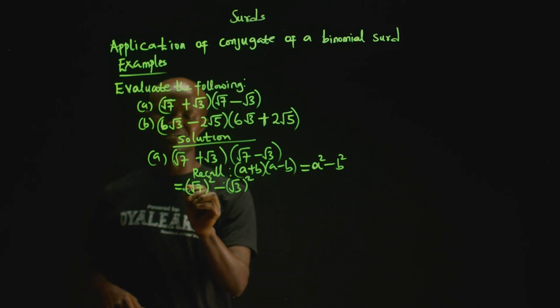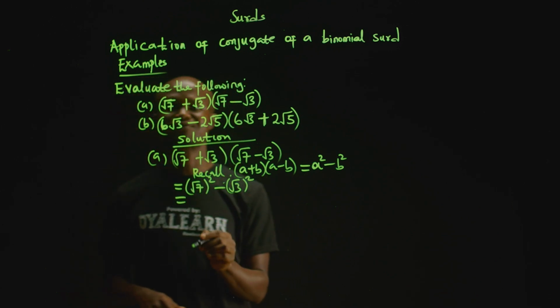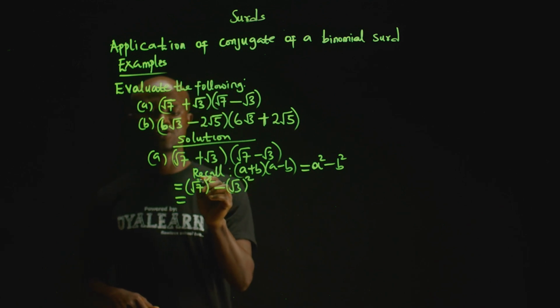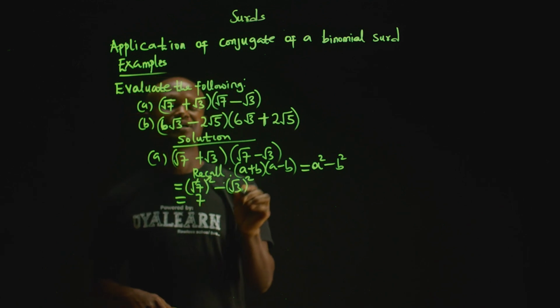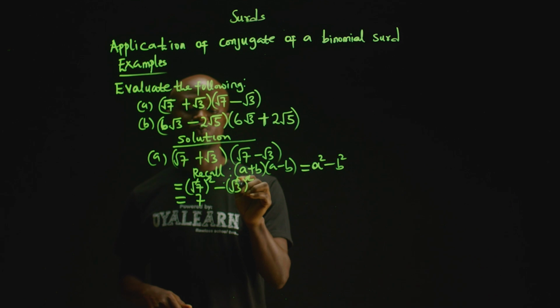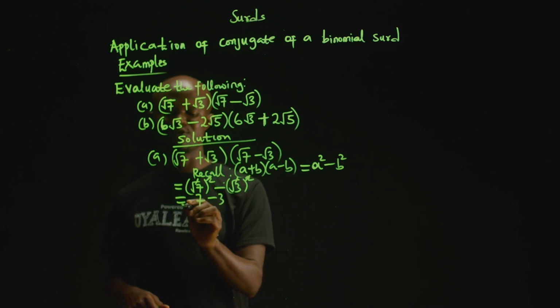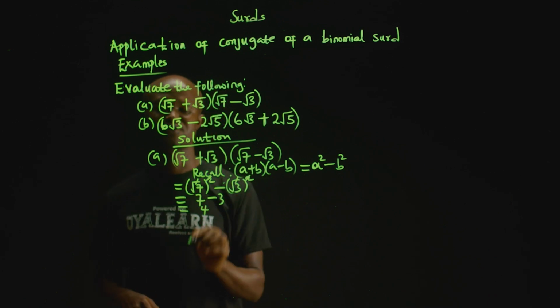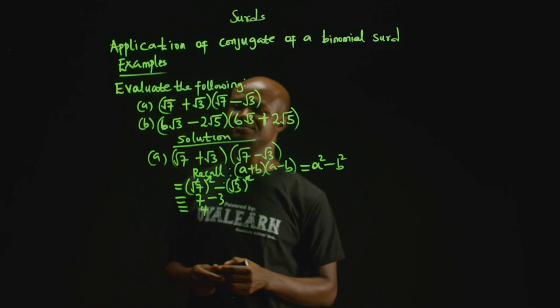So what will be the answer to this? Root 7 raised to the power of 2. These 2 will go with the square root, we have 7. These 2 will go with the square root, we have 3. What is 7 minus 3? That is 4. 4 is the final answer.